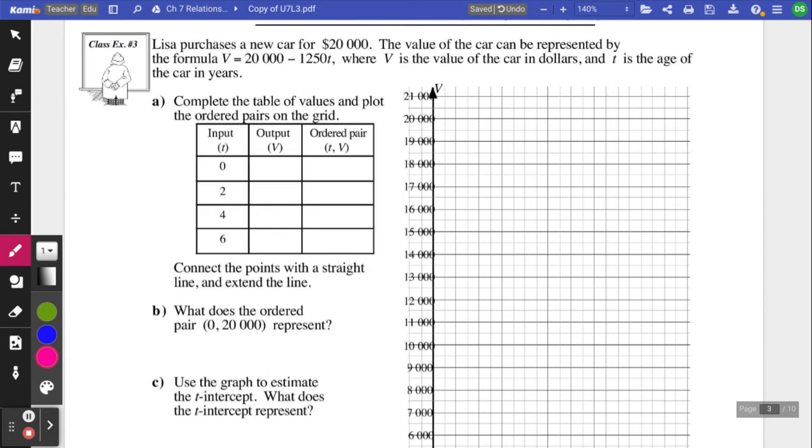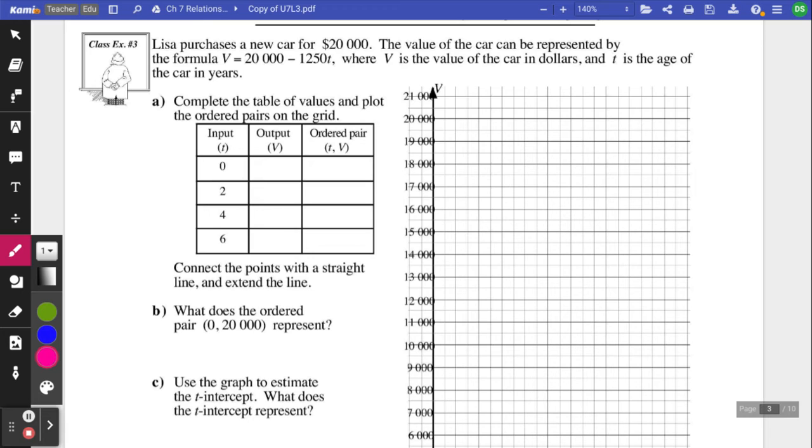Now we're going to talk, how do we put this into a real life scenario? It says Lisa makes a purchase of a new car for $20,000. And you know what happens. You drive the car off. You know what happens when you drive the car off the lot? Starts losing value right off the bat, right? Unfortunately, it now becomes a used car, and it's usually worth less.